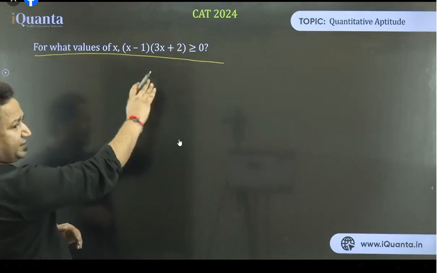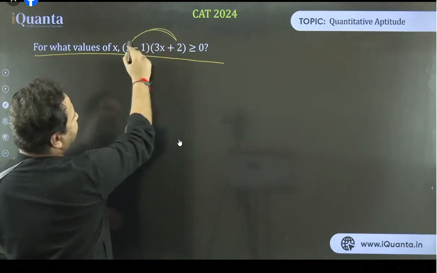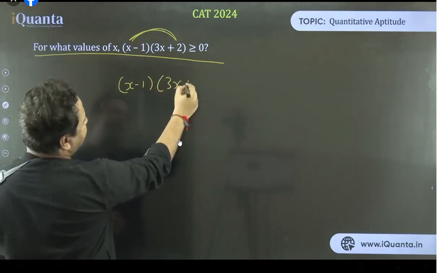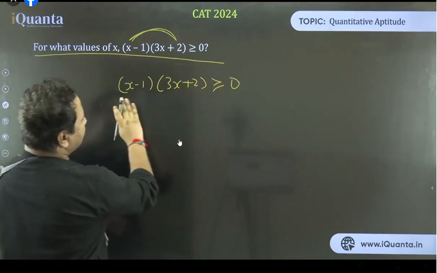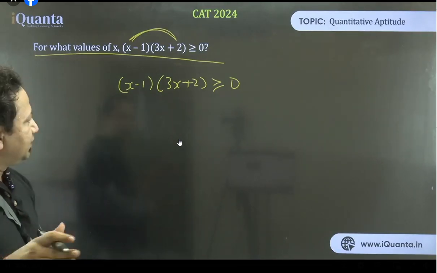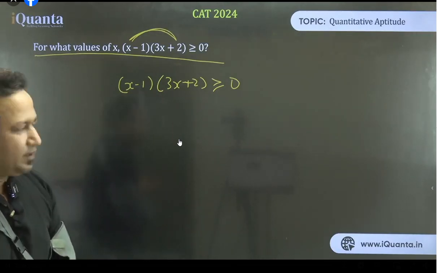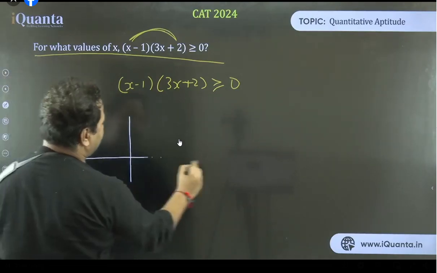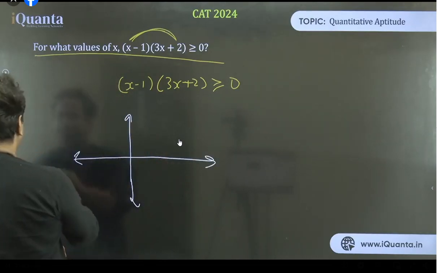I'll just explain one question, the rest you can do automatically. So this is basically a quadratic expression, isn't it? You can see here, x minus 1 multiplied by 3x plus 2 is greater than or equal to 0. If I multiply this, what will be the coefficient of x squared? It will be positive, yes or no? That means the graph will be an upward facing parabola. Am I right? Do you understand that part?